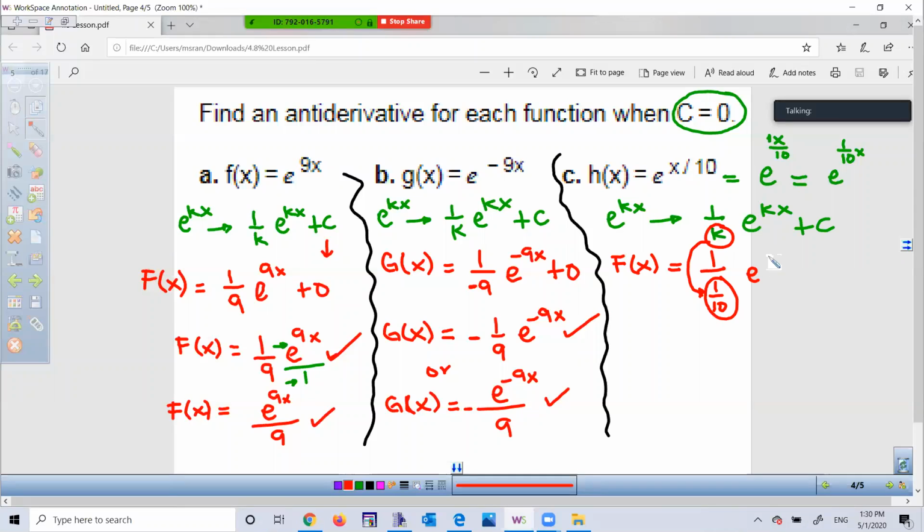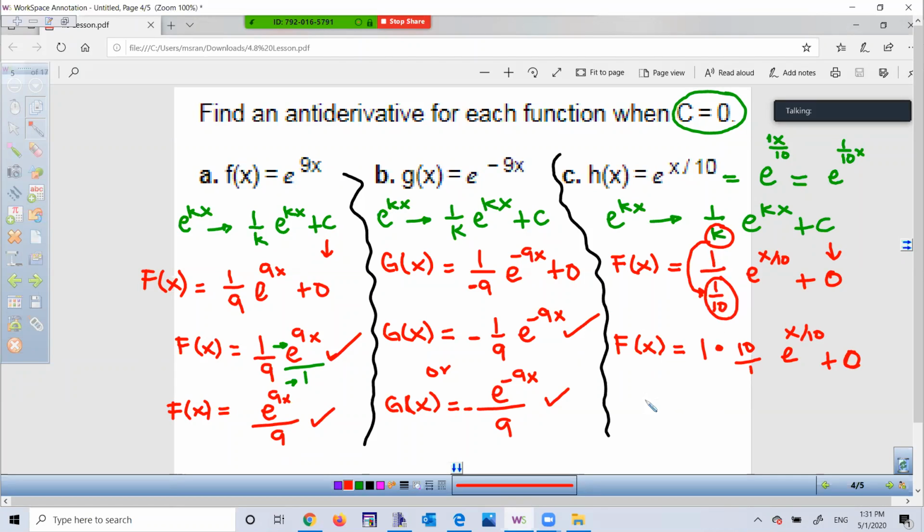I'm going to go back to the original format: e raised to the x over 10, just because I think it's easier to write it like this, plus the value of 0, because that's what the c was supposed to be. Now, the only thing here is to simplify this. 1 divided by this, well, you know that you can change this into a multiplication and do the reciprocal of the 1 over 10. Put it as 10 over 1. Copy the rest of the stuff as it was.